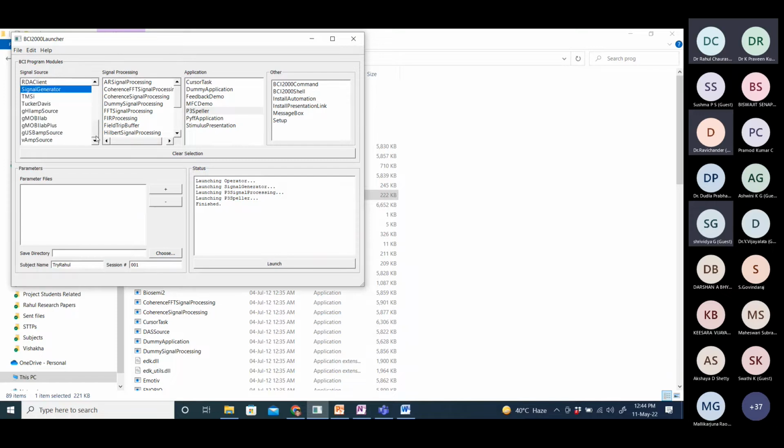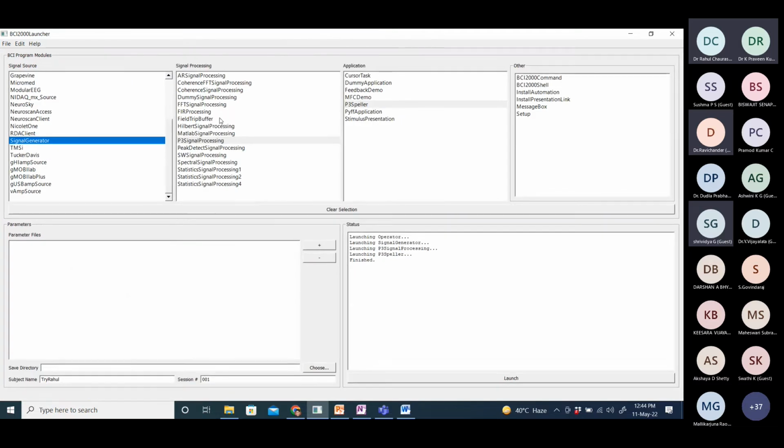For signal source, I am having in this case a simple signal generator. Signal generator means it can generate some hypothetical signal. Or you can have different devices commercially available, like BioSemi, and I have an Emotiv device with me. NeuroSky devices are available in the market. NeuroSky is very simple. It costs only 10,000 rupees. I went to SRM University, Chennai, and people are using this device. You can purchase it and acquire your own signal.